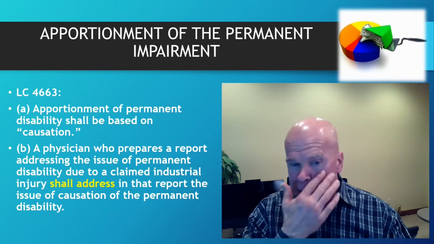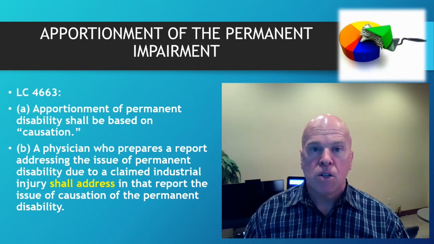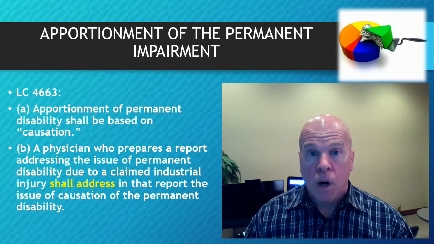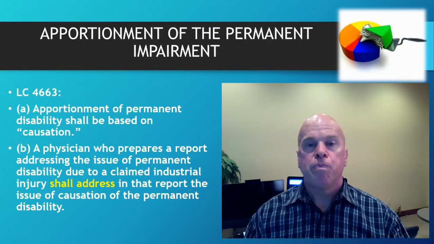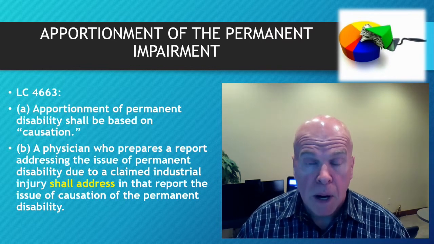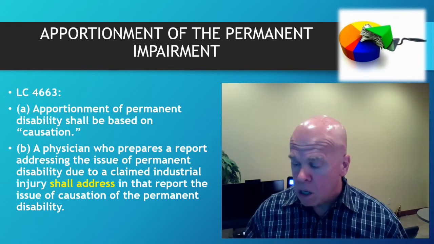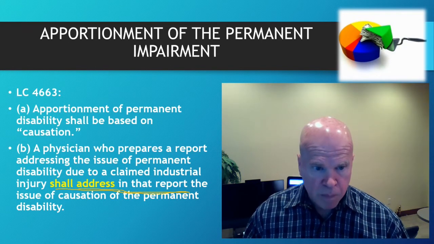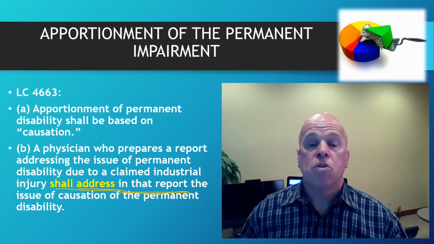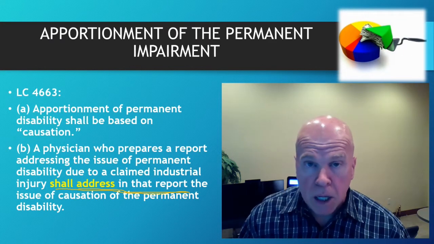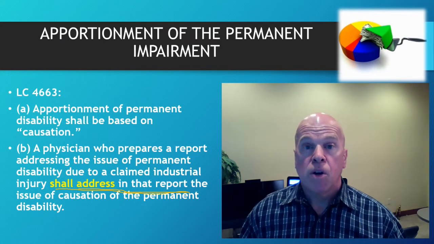4663 tells us that a physician who prepares a report addressing the issue of permanent disability due to a claimed industrial injury shall address in that report the issue of causation of the permanent disability. So in every single case wherein you provide a permanent impairment rating, you must by law, it says shall, address in that report the issue of the many causes of the permanent disability, so that the parties can resolve the case monetarily and pay the examinee for his losses and close the books on the case.